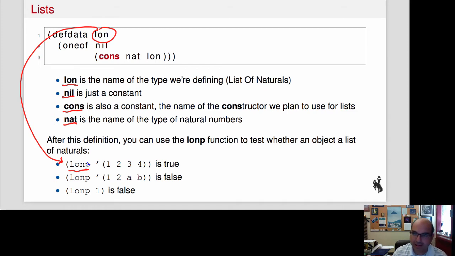So we've seen consp, right, which means is this a non-empty list? We've seen natp, which says is this a natural number? We've seen integerp, right? Is this thing an integer? And here is lonp. Is this thing a lon, which is defined using this equation here, right? So lonp of quote (1 2 3 4) is actually true because that is in fact a list of natural numbers, whereas lonp of (1 2 a b) is false because a and b are not natural numbers. Lonp of 1 is false because it's not a list, right? Be careful with that one. Some people think, oh, of course, that's a list of one element. No, it isn't. Okay?